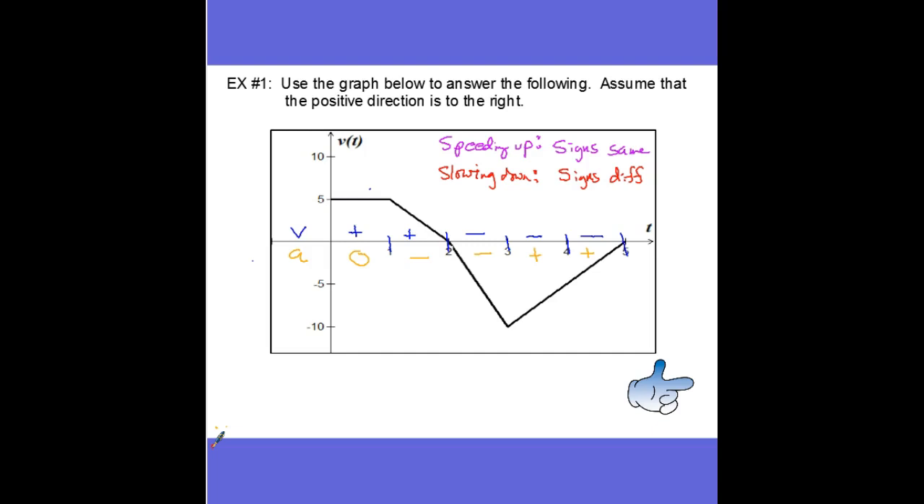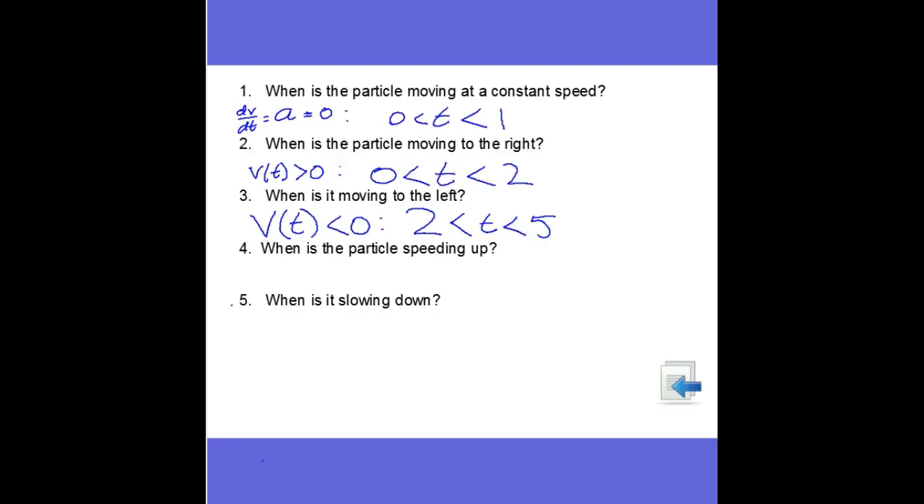So the first one was, when is it speeding up? I'm going to go through and look at each interval and see where the signs are the same. Well, they're the same between 2 and 3. So let's make a note that we're looking for the same signs. And that happens when 2 < t < 3.